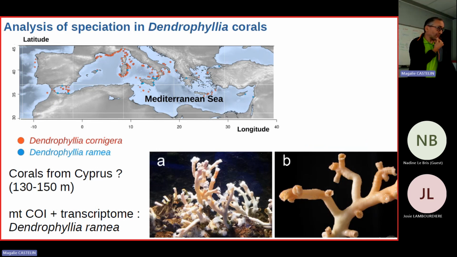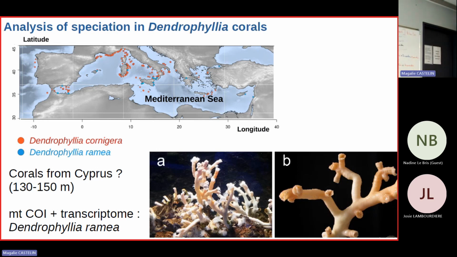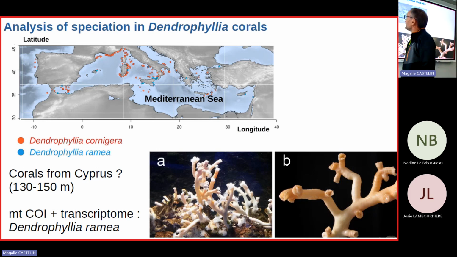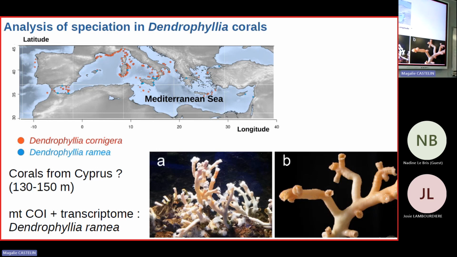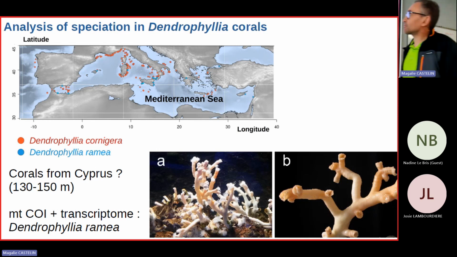I started to do that with the case of Dendrophyllia corals in the Mediterranean. So here you have just a distribution of the two species we were studying. In red, Dendrophyllia cornigera, and in blue, Dendrophyllia ramea. So these are not the sampling sites. We used much fewer samples.